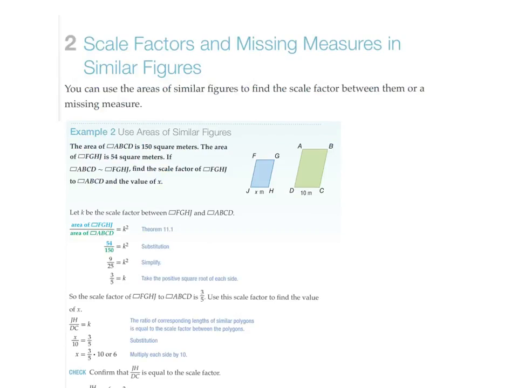So now we're moving on to section 2, finding the scale factors and the missing measures. This time obviously you're working in reverse. In example 2, it tells you the areas of the two quadrilaterals. Now you've got to find the missing side, which is JH in this case. As it says, go back to what was in 11.1, the area of each over each other to make your ratio and proportion. Don't forget you've got to square it. So it's going to be 54 over 150, and then simplify it down, which will give you 9 over 25, and that equals k squared.